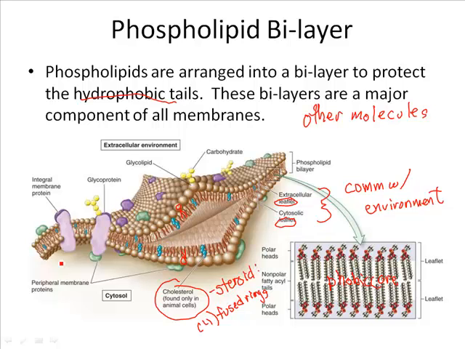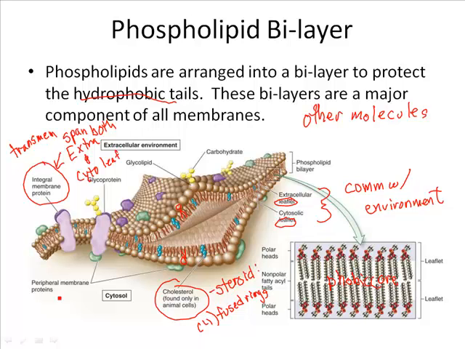I also want to point out these structures here in purple. We have membrane proteins. We have integral membrane proteins. You can see integral membrane proteins span both the extracellular and the cytosolic leaflets. So these proteins actually traverse the entire membrane. We often call them transmembrane proteins.